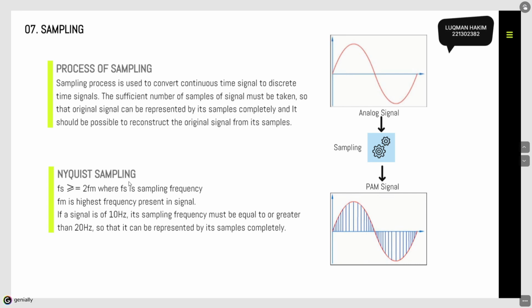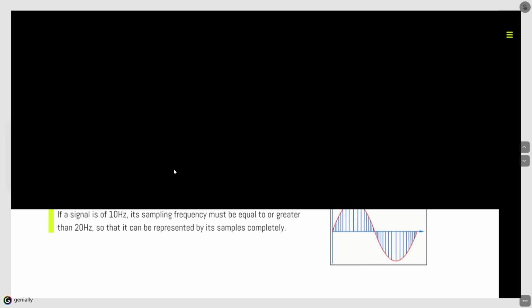For Nyquist sampling, Fs is greater than or equal to 2 Fm, where Fs is the sampling frequency and Fm is the highest frequency present in the signal. So let's say a signal is 10 Hz, its sampling frequency must be equal to or greater than 20 Hz so that it can be represented by its samples completely.